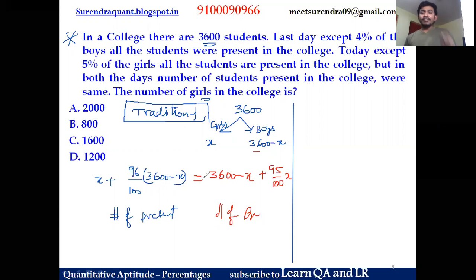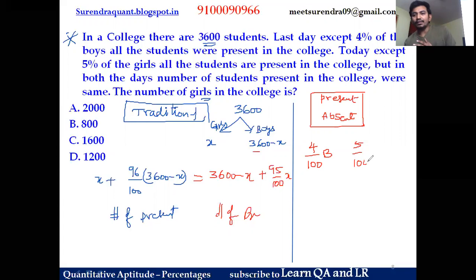Friends, if you can understand this analysis: if the number of students present in the school is the same on both days, the number of students absent is also the same. So on the first day, 4% of the boys were absent. These are the number of students absent on the first day. And today, 5% of the girls were absent. As per the analysis, if the number of students present is the same, the number of students absent is also the same. So equate that. From that, you'll get the ratio of boys to girls as 5:4.